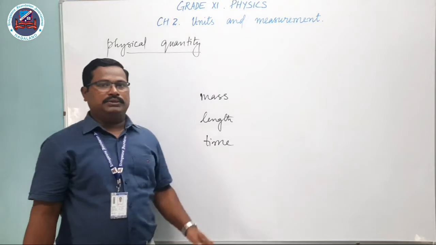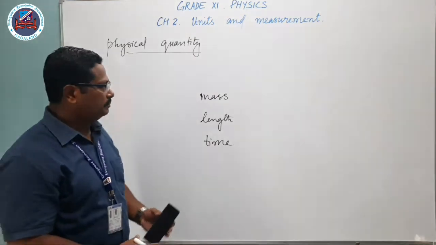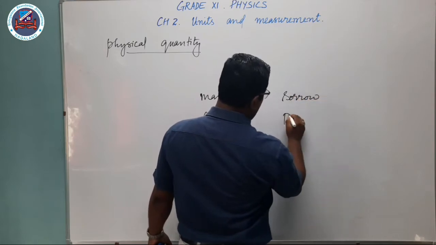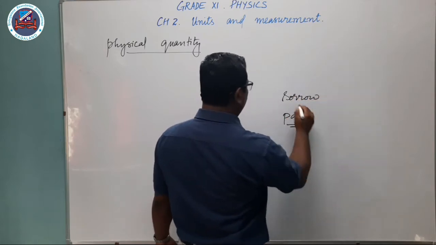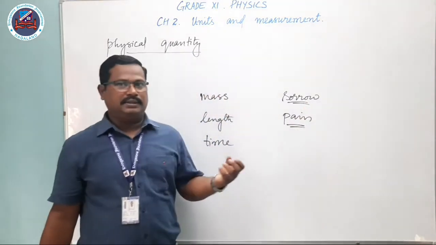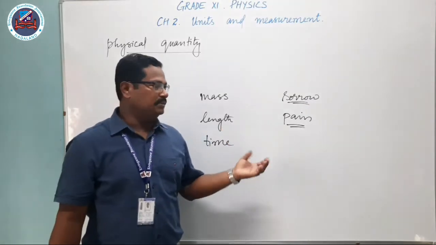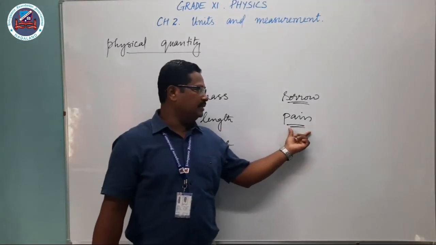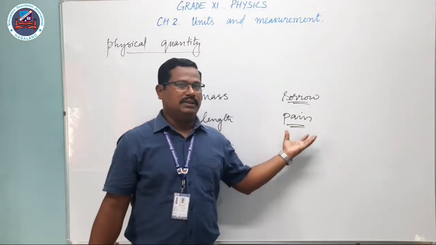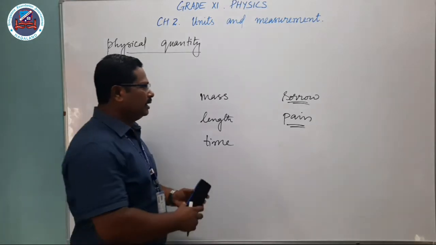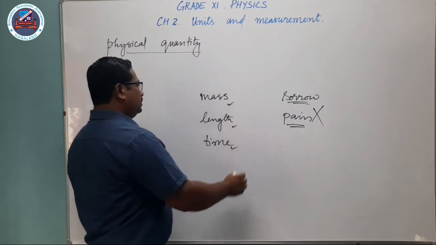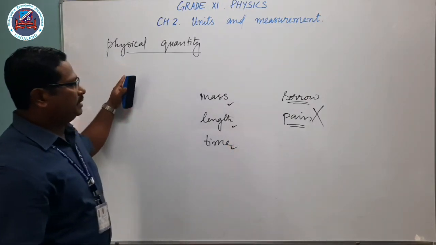But the quantities which we cannot measure, as an example, sorrow or pain, we cannot measure these quantities. If two persons have pain in their legs due to some injury, we cannot measure the degree of pain, how much they are feeling in their body. We cannot measure them quantitatively, so they don't come under physical quantities. But the quantities which we can measure, we call physical quantities.